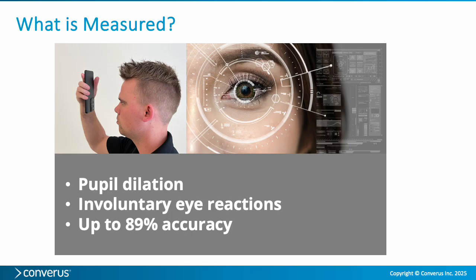Similar to EyeDetect, VerifEye measures and analyzes subtle changes in pupil dilation and other involuntary eye reactions. And with that, it achieves a very high rate of accuracy, as high as 89%. The highest levels of accuracy are achieved only when the examinee is tested under optimal conditions, which I will describe in this presentation. If conditions are not optimal, accuracy will be reduced.